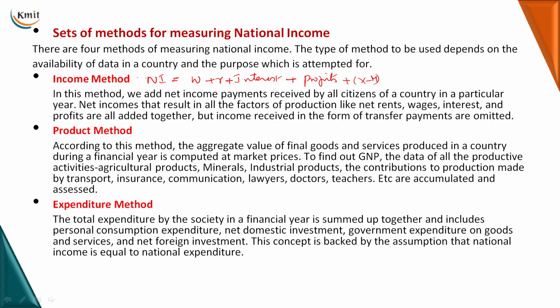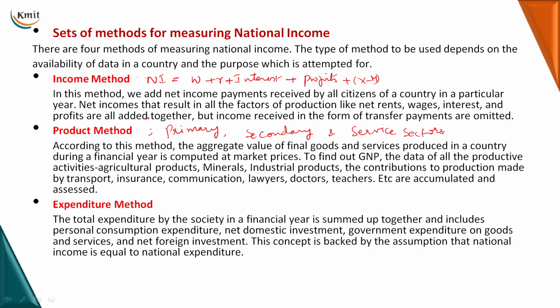The next one is product method. Under the product method, usually the production that is being done from all the sectors in an economy is taken into consideration. That is, primary, secondary and service sectors are taken into account for the calculation of national income, that we call as a product method.